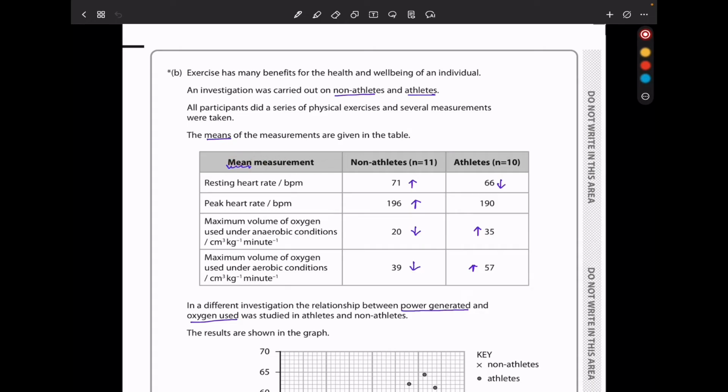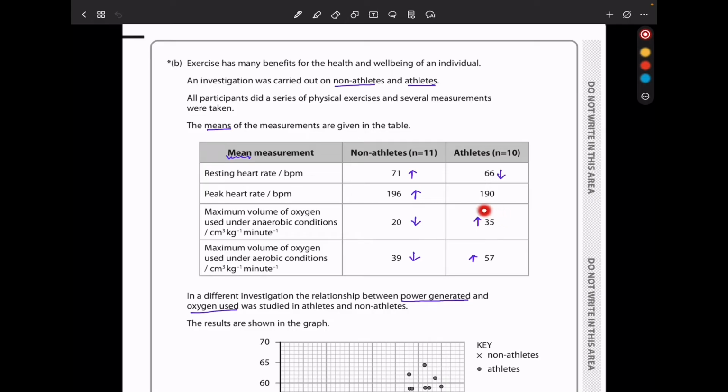So we have the means for the resting heart rate. We can see it's higher in non-athletes than athletes. The peak heart rate, it's higher in non-athletes than athletes, but the values are close. The maximum volume of oxygen used during anaerobic respiration, it's lower here and higher among athletes. And then here, the maximum volume of oxygen used under aerobic respiration, it's higher here in comparison to here. The differences we see here, for example, this is going to be because the athletes have more muscle build or they carry out more respiration, so they will need more oxygen.